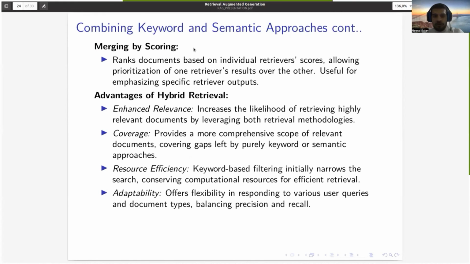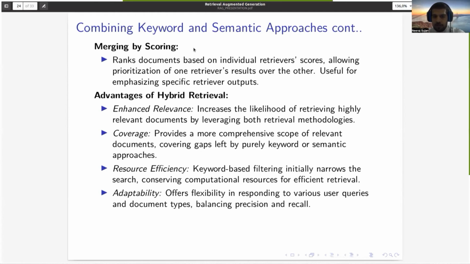Then the third one is merging by scoring. So you get the relevant information from both, and then you rank and give a score that will help in answering the question. Based on the score, you can choose the one that's giving the highest score.